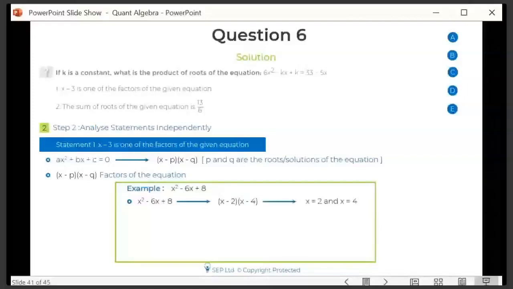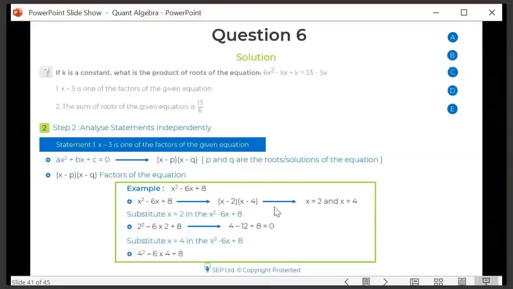And by factors, what I mean is that if I put x equal to 2 in this expression, x square minus 6x plus 8, I'll get the answer as 0. You can check it yourself: 4 plus 8 minus 12 gives you 0. Similarly, if the root is 4, then if you put it in the expression, you'll get 0. Okay, so there are two learnings here.